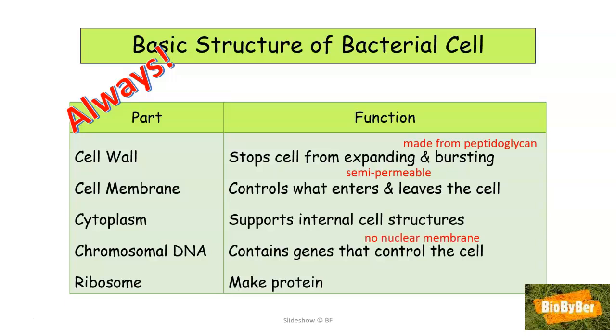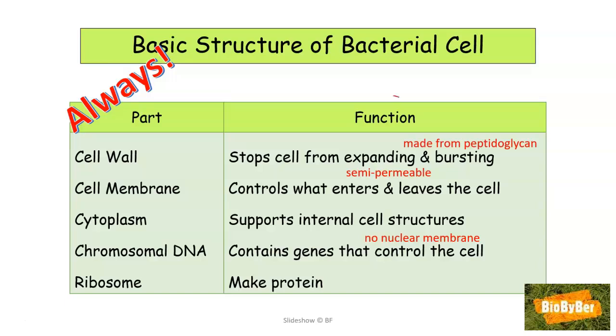The cytoplasm, or watery jelly, supports or holds the internal cell structures. This is where the ribosomes can be found. Chromosomal DNA contains genes that control the cell. And don't forget, there's no true nucleus here. The cells are prokaryotic, so there's no nuclear membrane. The function of the ribosomes is to make protein.